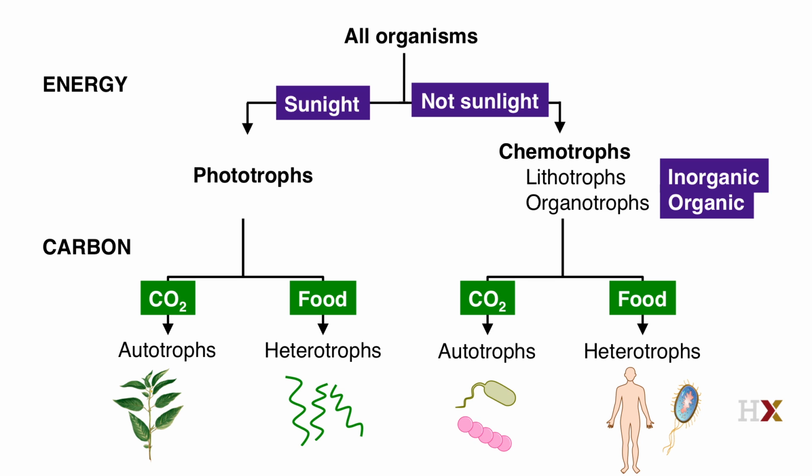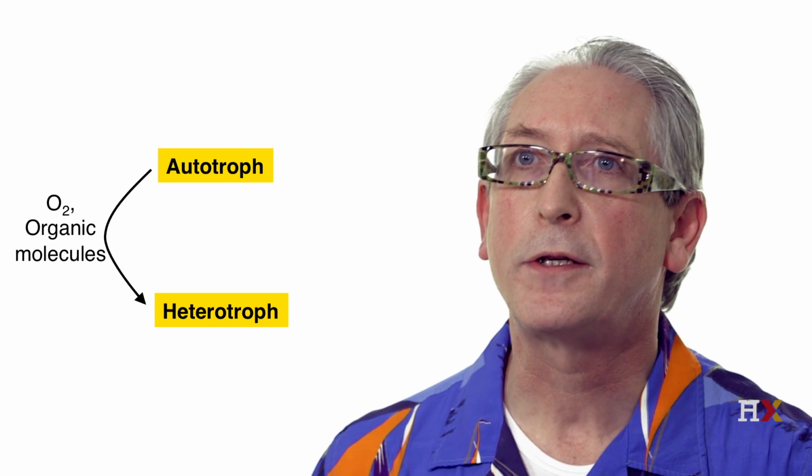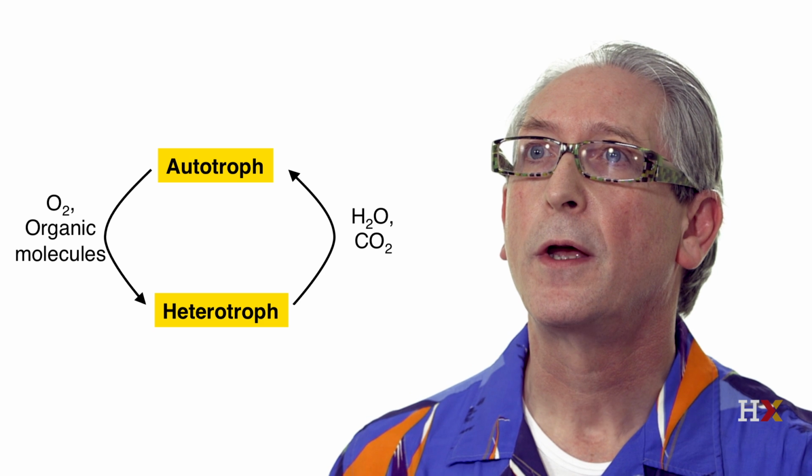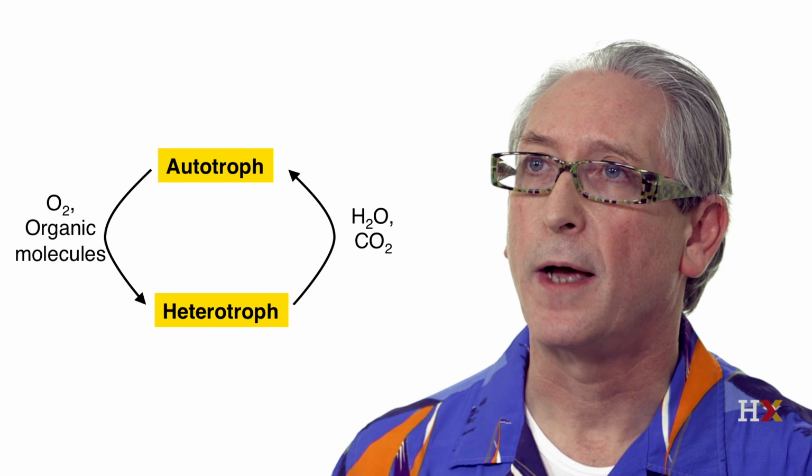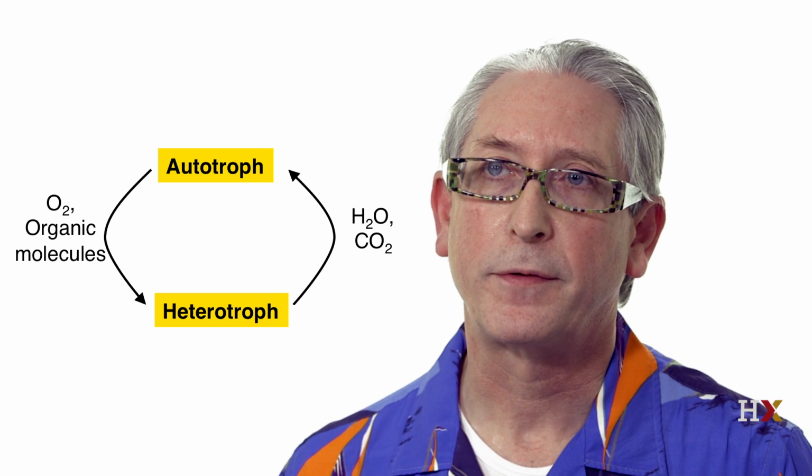As I said earlier, life involves a constant flow of matter and energy among living organisms. The flow of matter is cyclical. Autotrophs such as plants generate organic molecules and oxygen that will be used by heterotrophs. In turn, heterotrophs produce water and carbon dioxide used by autotrophs.